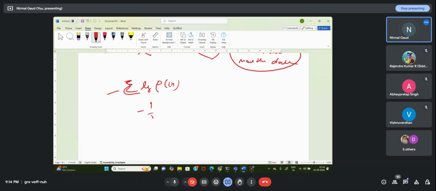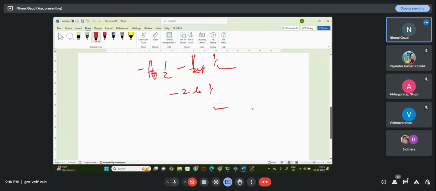For example, minus log 1 by 2 minus log 1 by 2, for head and for tail. So minus 2 log of 1 by 2. 50% is 1 by 2, so 2 to the power minus 1. And if I move this minus inside, it becomes 2 log 2.